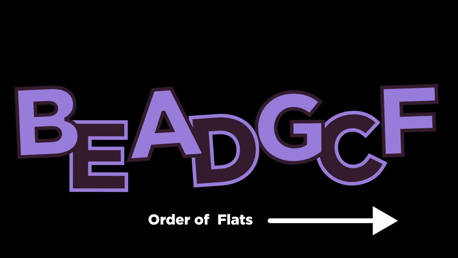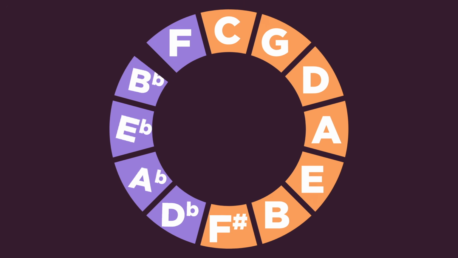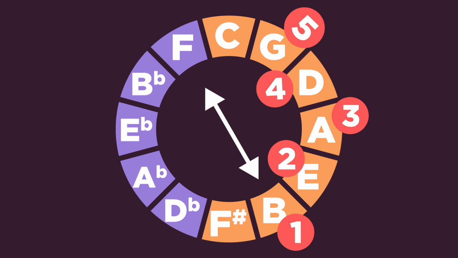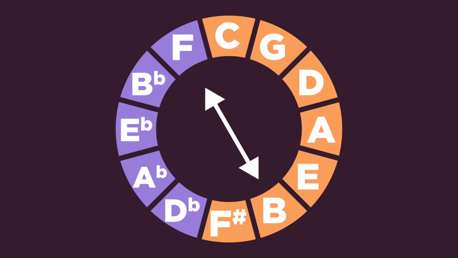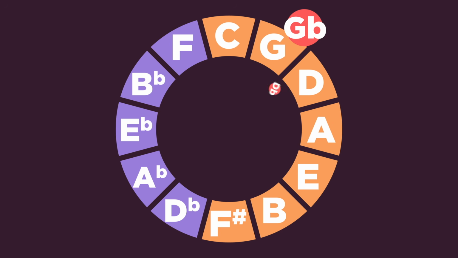And again, I know what you're thinking. Pierce, I already forgot the order of flats. And again, I'll say that, no you didn't. It's right in front of you. All you have to do is count backwards counterclockwise from 5 o'clock, B. So, counting 5 hours before B, we know that the flat notes in D flat major are B flat, E flat, A flat, D flat, and G flat.